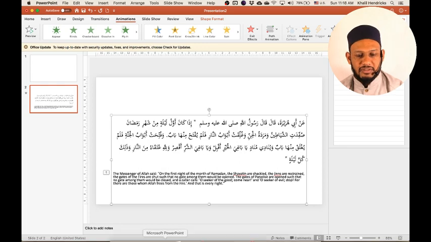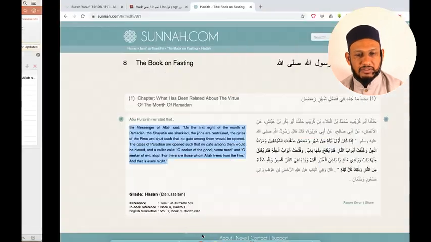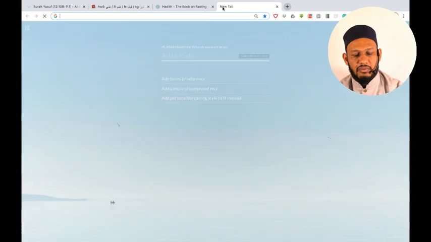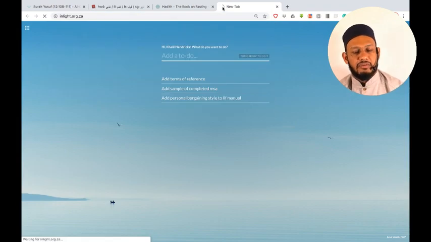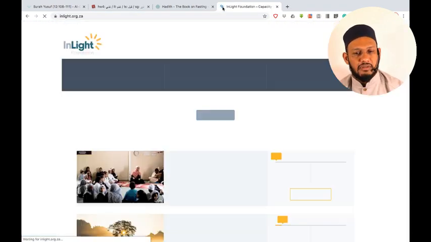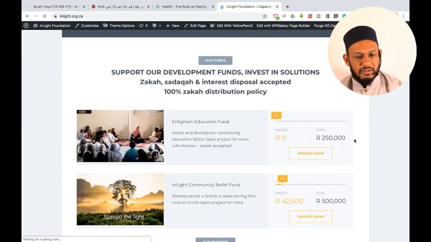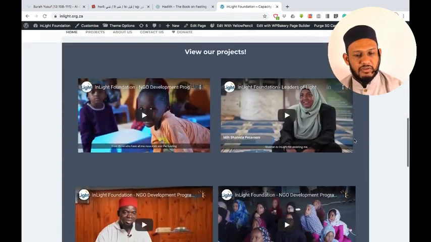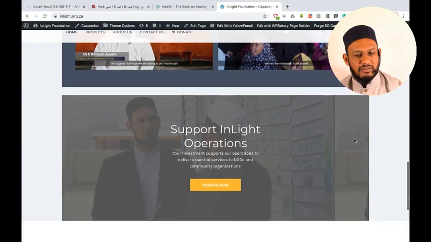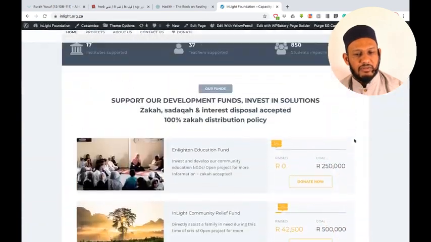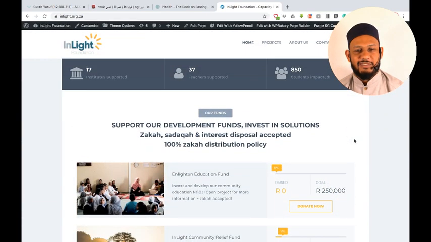Our website is inlight.org.za, and there you'll find all the project details and the project goals and some of the videos on the projects. The banking details and everything else that you require is on our website, inshallah.